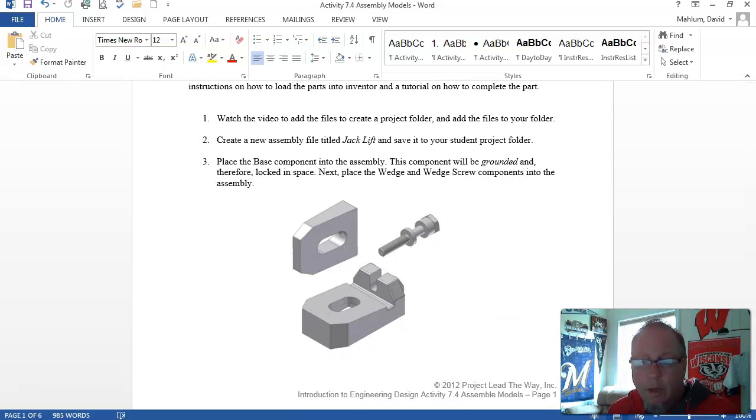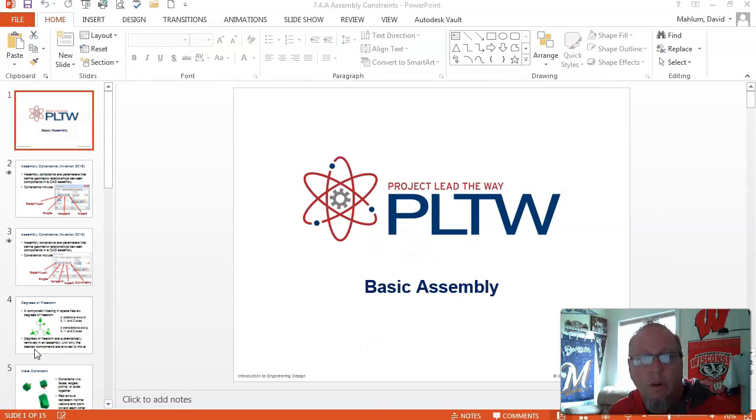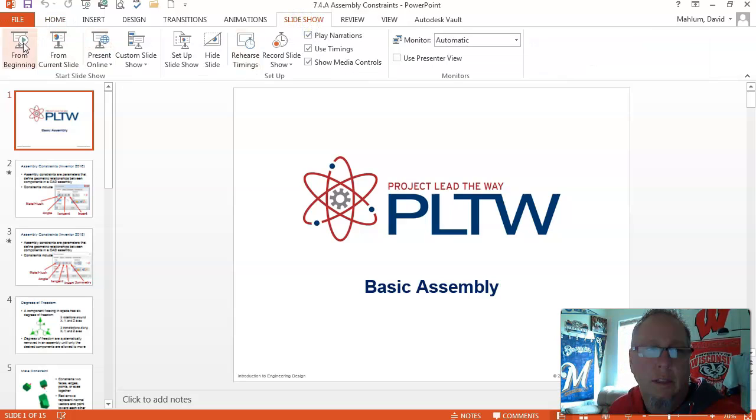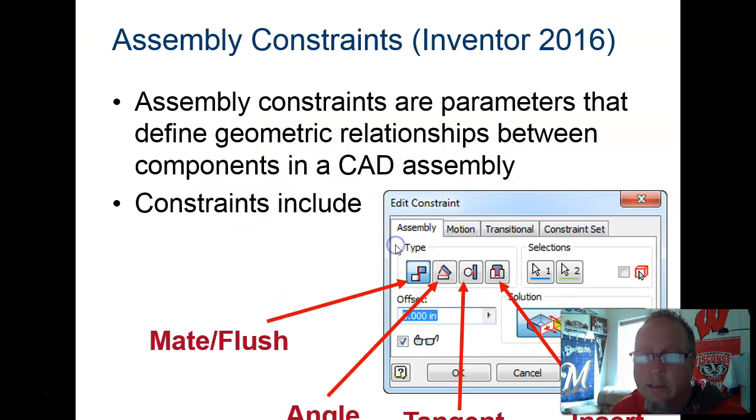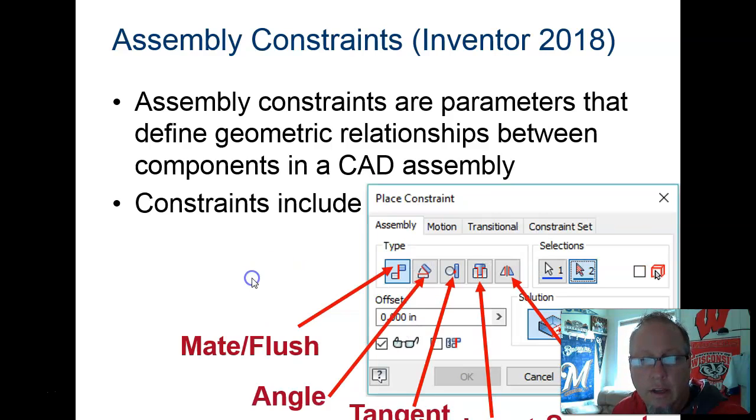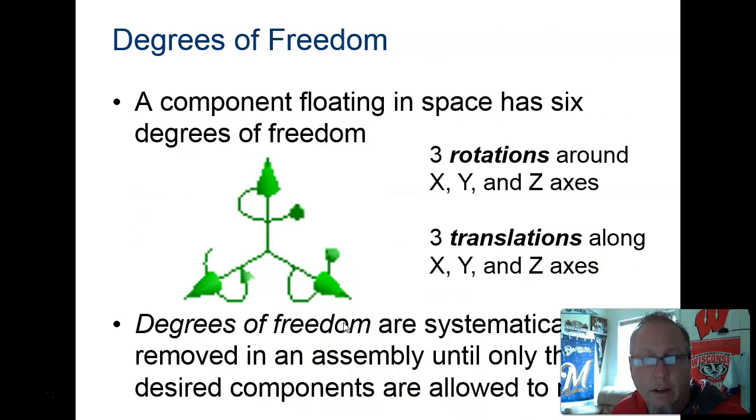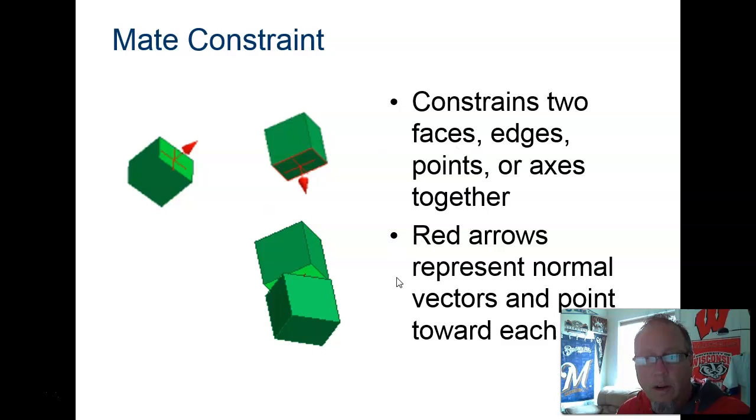So we're supposed to be reviewing this PowerPoint presentation before we begin 7.4, but if I did review this with you, it would be the third time that you have seen this exact same presentation. It is available on Schoology. It talks about how the mate, flush, angle, and insert constraints work, and how you can use those. I am not going to go through this whole presentation because, like I said, it's the third time that you would see it. If you need to review how to use any of those constraints, go onto Schoology, look under the settings for today, and you will see the PowerPoint is there. You can open it up, you can go through.